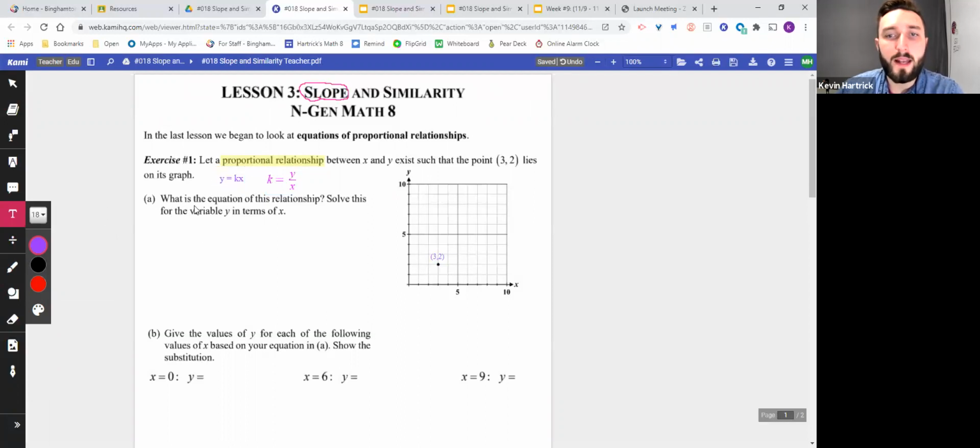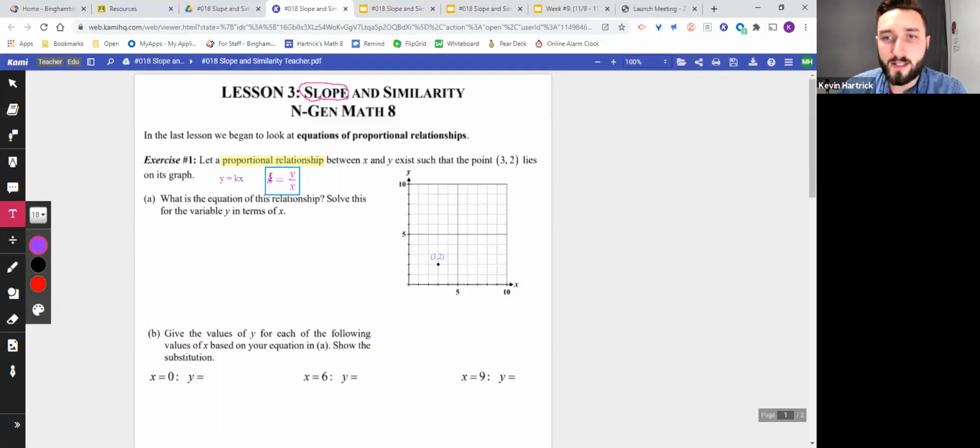So now it's asking us, what is the equation of this relationship? Solve this for the variable y in terms of x. Every time they say that, they're just looking for an equation that says y equals something, right? Now, what is the one unknown that we don't know in this, in order to make this true? They want this equation to have a y in it, they want it to have an x in it, but they don't want the k in it, right? They want us to find k. Remember, k is that constant of proportionality, that unit rate, that thing that tells us how this relationship is happening, what we multiply to the x's in order to get the y's. So we got to find k in order to get this equation that they want us to get, right?